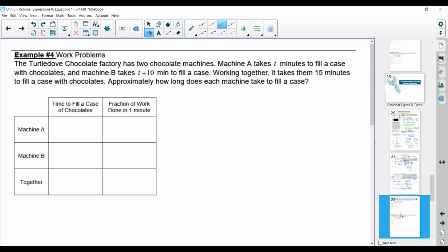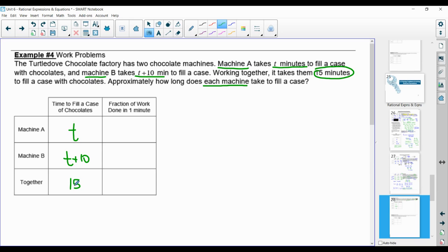Now I am using a table here, but quite often, once you see the pattern, you probably don't need to use a table. So let's jump right into it again here. Machine A, the time to fill a case of chocolates, well, we're told that machine A takes T minutes to fill a case with chocolates. So that's going to be time T. And we're also asked how long does it take each machine to fill a case? So in the end, once we have T, we're still going to have to do some more work to get machine B. Now we're told that machine B takes T plus 10 minutes. So that's going to be this one here. And we're told that together they can do the job in 15 minutes.